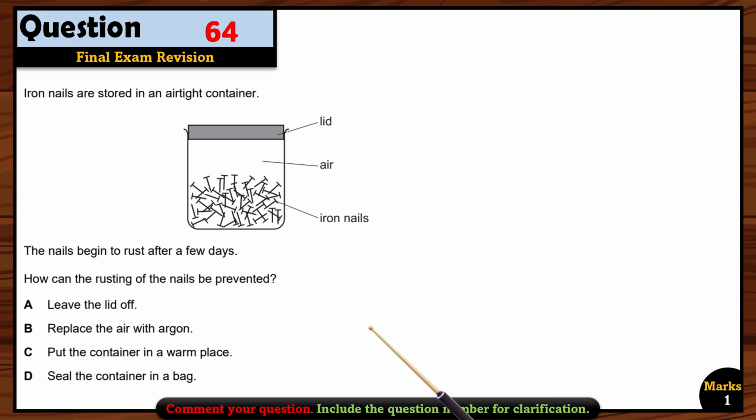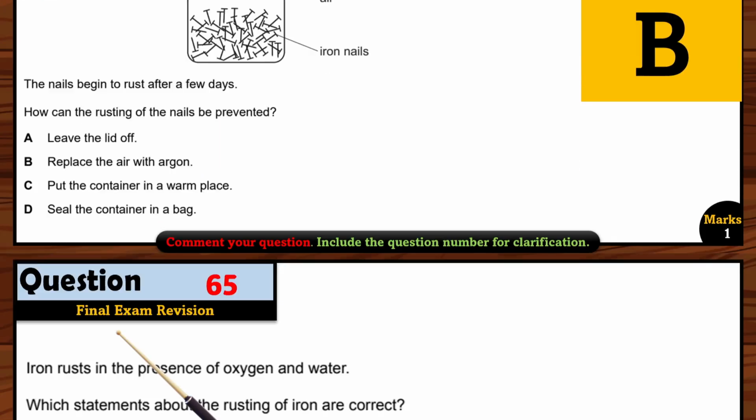Let's see another question related to the rusting of iron. Iron nails are stored in an airtight container. The nails begin to rust after a few days. How can the rusting of the nails be prevented? So the best option to avoid the nails from rusting is to replace the air with argon, because argon is an inert gas. If you replace the air with argon, it will not allow any other element, that is water, to react with the iron nails. So that's why B is the right option. Okay, so B is the right option for this one.